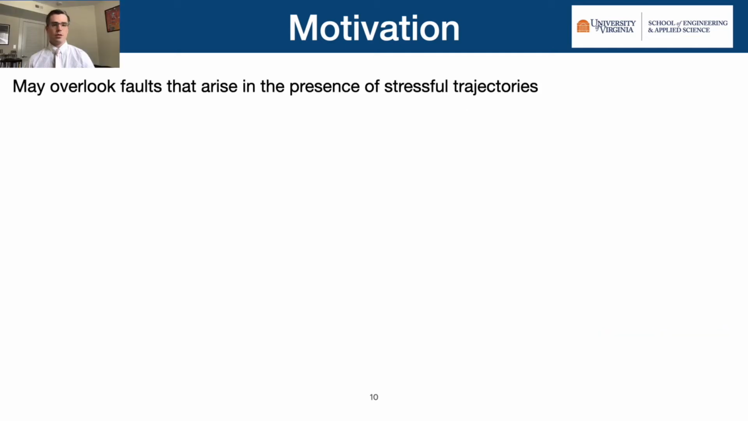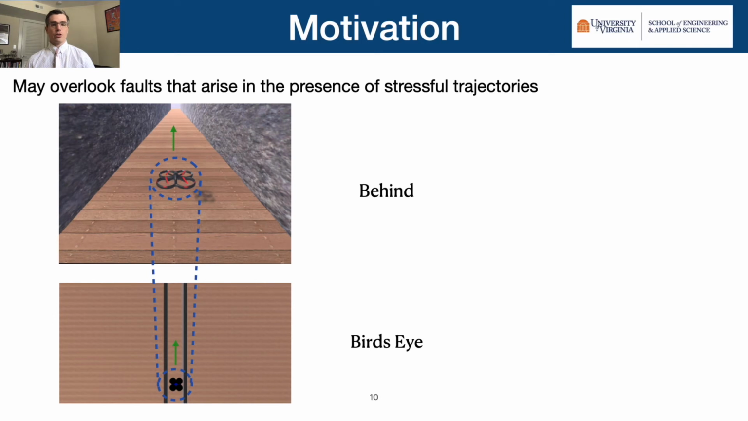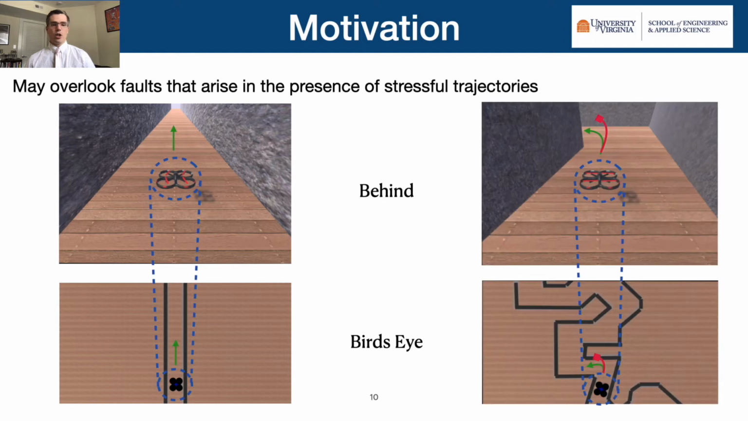For example, consider the following example of a drone flying down a corridor. Here we're looking at the drone from both behind and a bird's eye view, to get a sense of the drone's environment. We can see that the goal is to fly down the straight corridor, and the drone might pass this test with flying colors. These standard use case tests are necessary to validate the robot. However, were the same drone placed in a corridor with a series of sharp, unexpected turns, you might find faults that arise only under these stressful conditions.